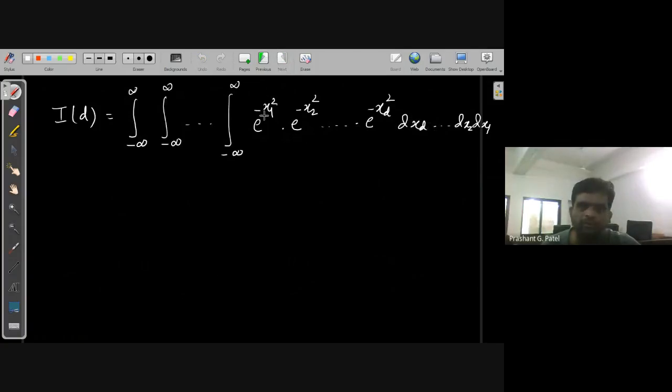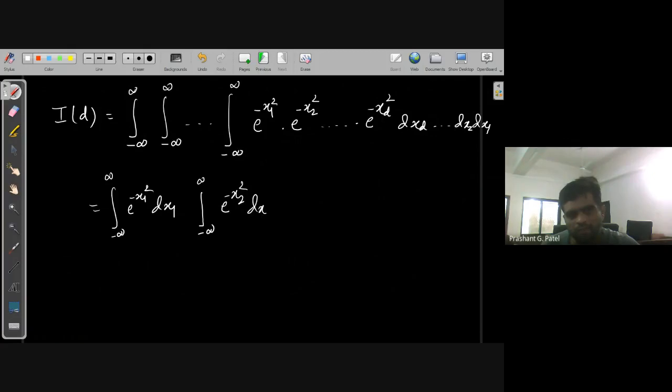Now this factor is independent of other variables other than x1. This is independent other than x2. So this integration I can write in this form: the integral from minus infinity to infinity of e to the power minus x1 square dx1, the integral from minus infinity to infinity of e to the power minus x2 square dx2, and so on, up to the integral of e to the power minus xd square dxd. This we can write. Now the question is, what will be the integration of this one?